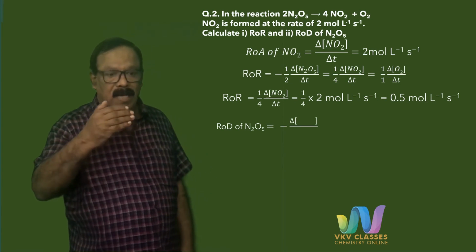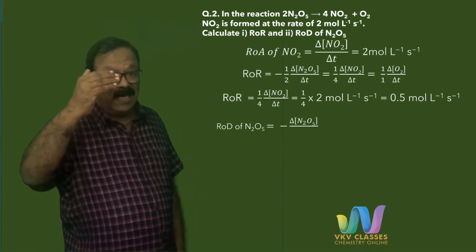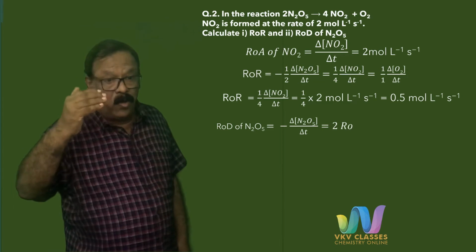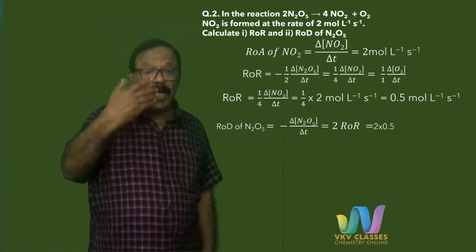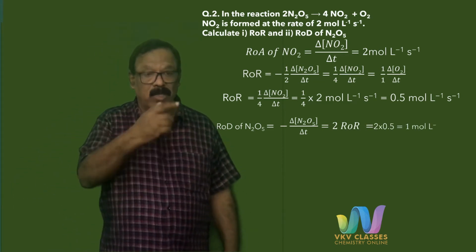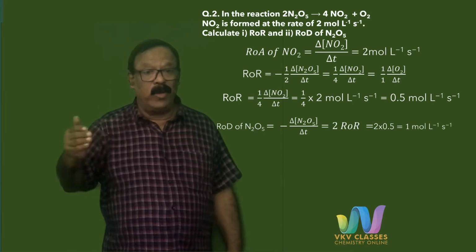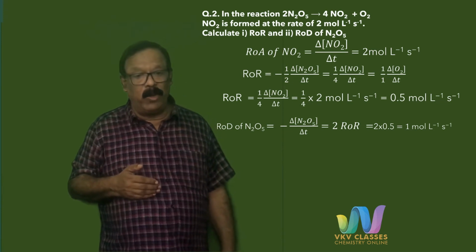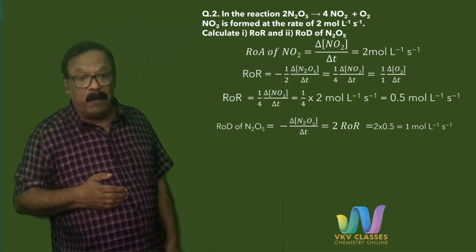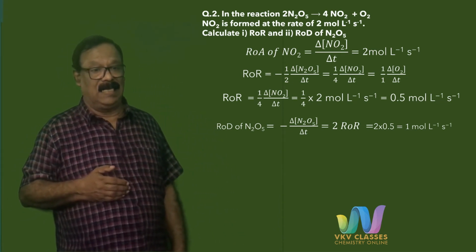Rate of disappearance of N2O5 is indicated as minus delta N2O5 by delta T. It will be 2 times the rate of reaction because there are 2 moles. The appearance of NO2 will be 4 times, and for O2 it will be the same. So it is 2 into 0.5, that is equal to 1 mole per liter per second.